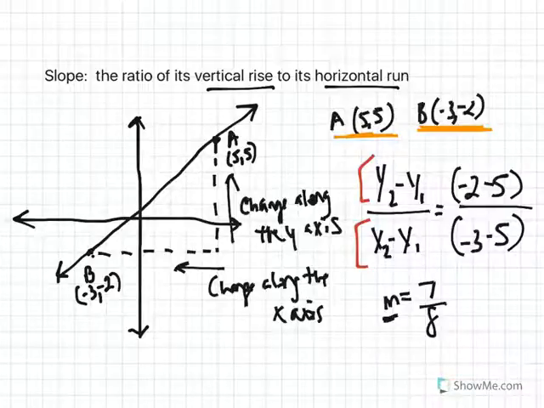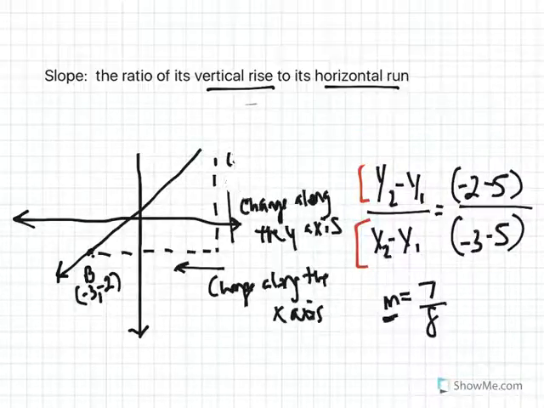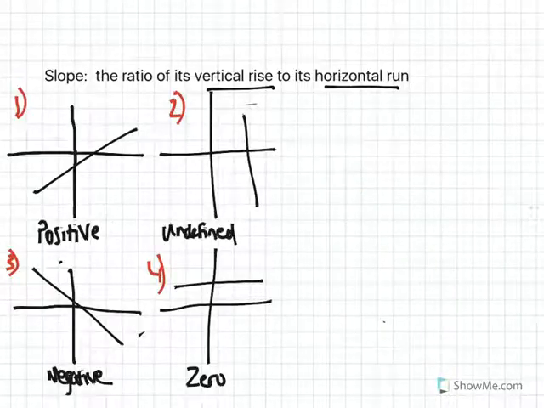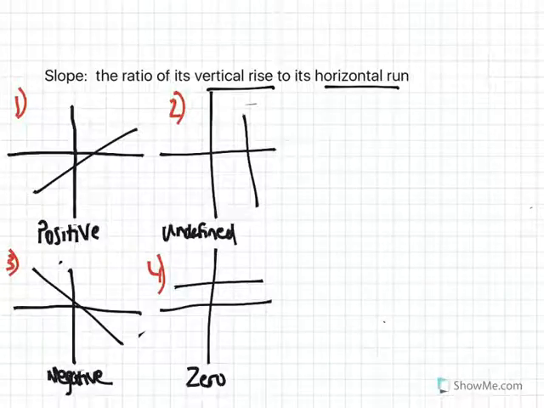Now that you saw an example problem, there are 4 different types of slope. We have positive slope, which is when the numbers are increasing.